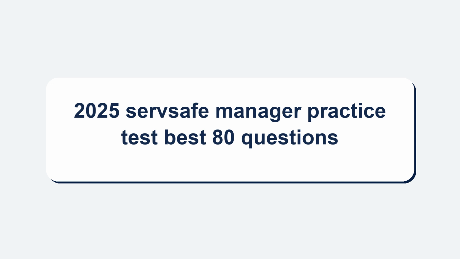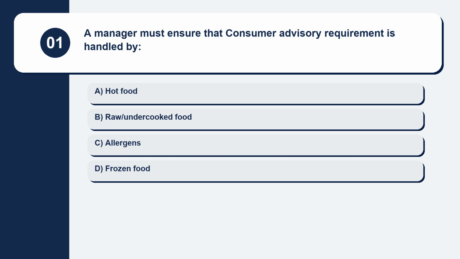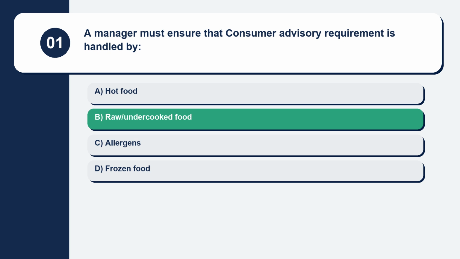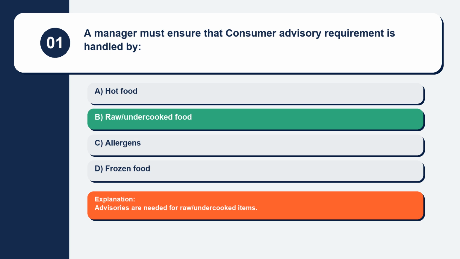2025 ServSafe Manager Practice Test, Best 80 Questions. Question 1. A manager must ensure that consumer advisory requirement is handled by: hot food, raw/undercooked food, allergens, frozen food. Advisories are needed for raw/undercooked items.